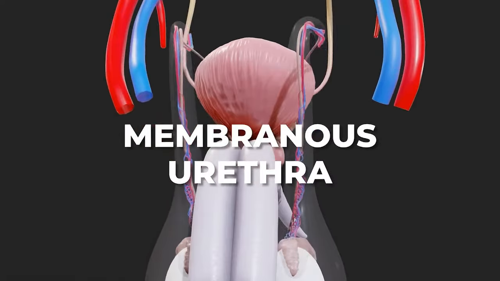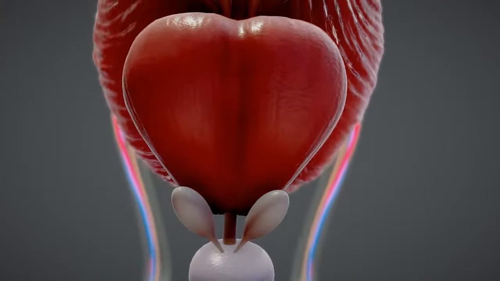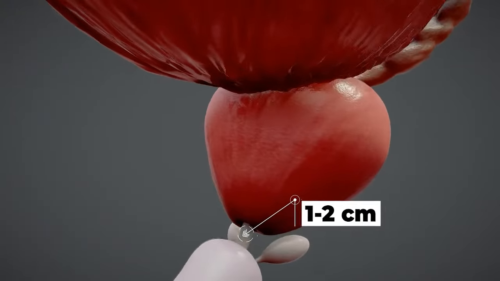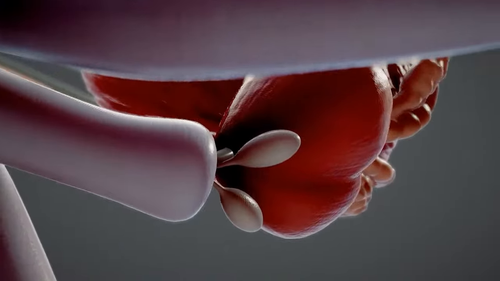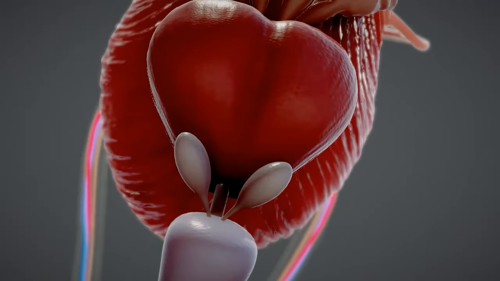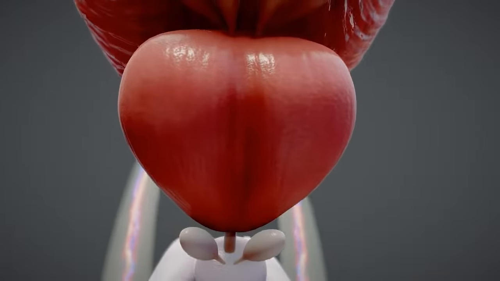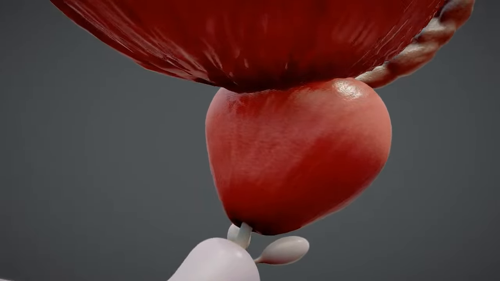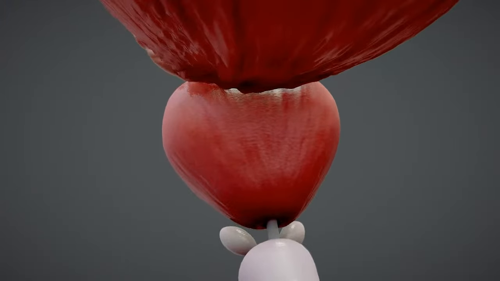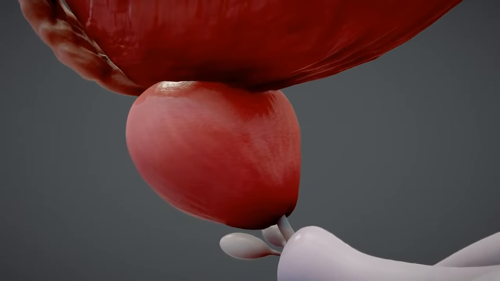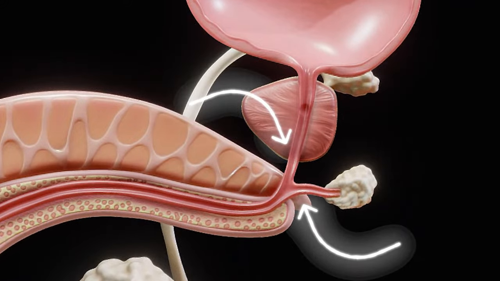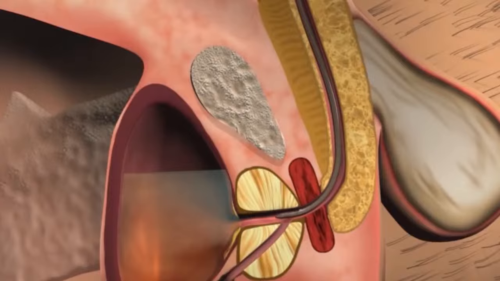Membranous urethra. The membranous urethra is the shortest and narrowest section of the male urethra, measuring about 1 to 2 centimeters in length. It passes through the urogenital diaphragm, a muscular floor of the pelvis, and is surrounded by the external urethral sphincter, which is a voluntary muscle that allows for conscious control over urination. This part of the urethra is particularly sensitive to injury, especially during pelvic trauma or medical procedures like catheterization.